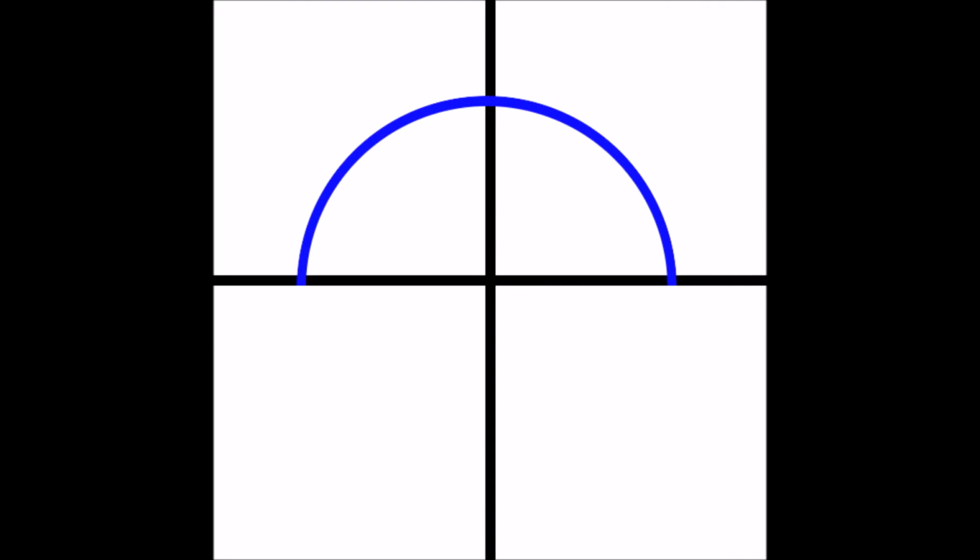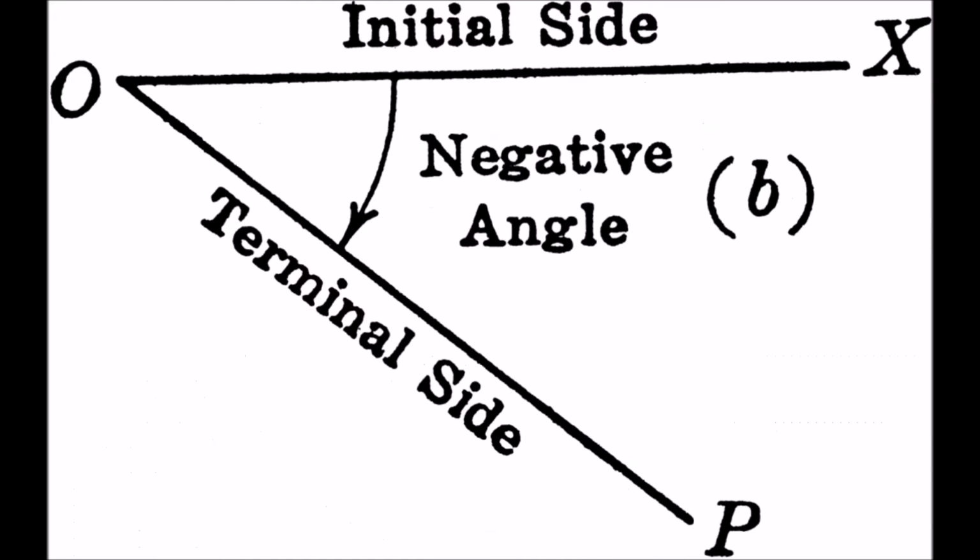A rotation has two sides, terminal and initial. The initial side is the axis the rotation starts on, and it will never move. The terminal side is where a rotation ends.